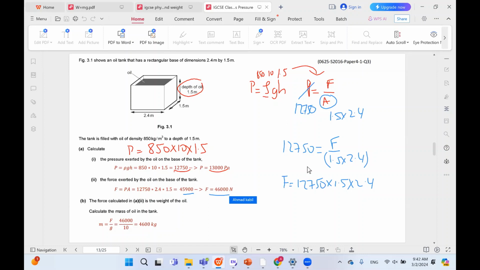46,000 newtons. In question B, we are told the force calculated is the weight of the oil. Calculate the mass of the oil. Of course, this is just W equals mg. So we can use either this number or this number, doesn't really matter. So 45,900, or I'll just use 46,000. This is equal to mass times 10. So therefore, we divide by 10, and the mass is 4,600. And don't forget the unit of kilograms.